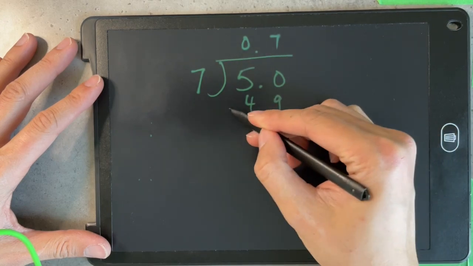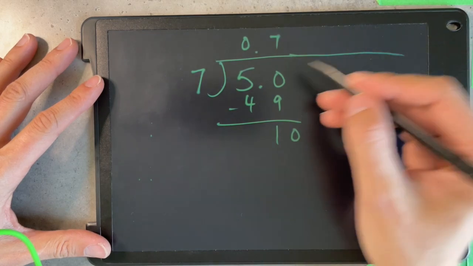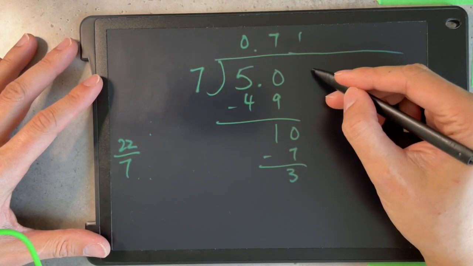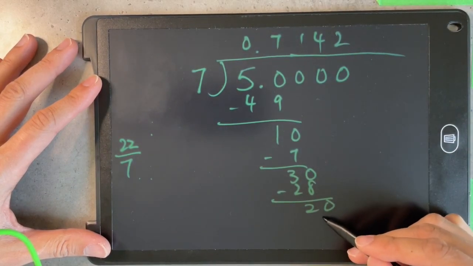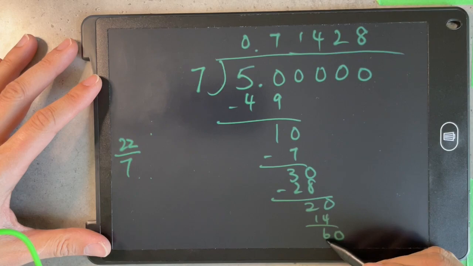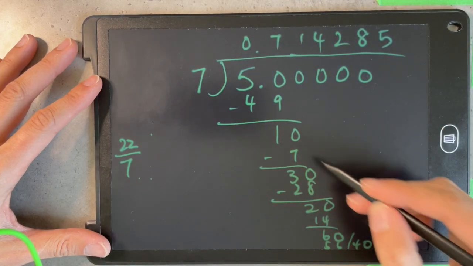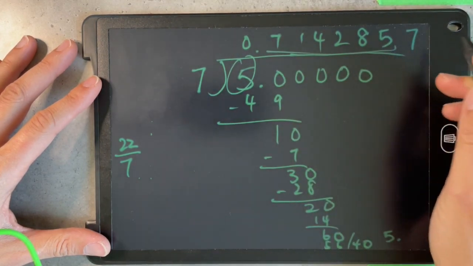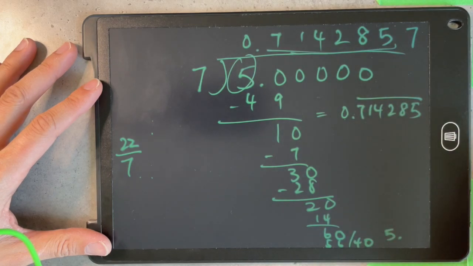So 49 minus that. You'll see this is a repeating decimal, just like the pi estimate of 22 over 7, but this would be simpler. So that'll be 3, 30 will be 4, 28, 20 will be 2, 14, so 60 would be 8, and it should be one more. 40 would be 5, and then 30, 35. Yep, then we're back to 5. So this will repeat. In this case, you could express the answer as 0.714285, and then draw a line so that they repeat.